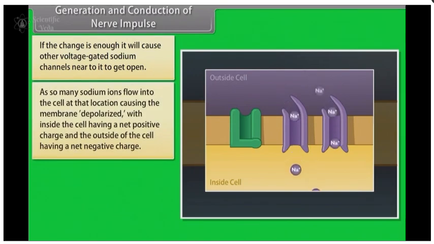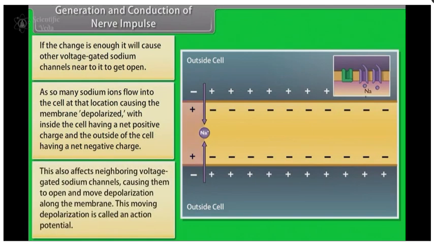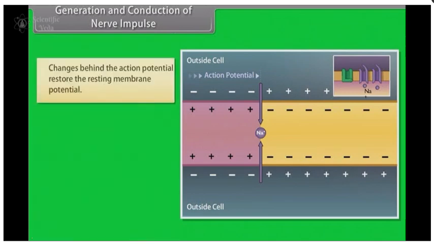As so many sodium ions flow into the cell at that location, the membrane is depolarized, with the inside of the cell having a net positive charge and the outside of the cell having a net negative charge. This also affects neighboring voltage-gated sodium channels, causing them to open and move depolarization along the membrane. This moving depolarization is called an action potential. Changes behind the action potential restore the resting membrane potential.